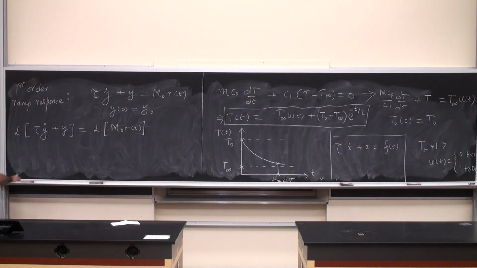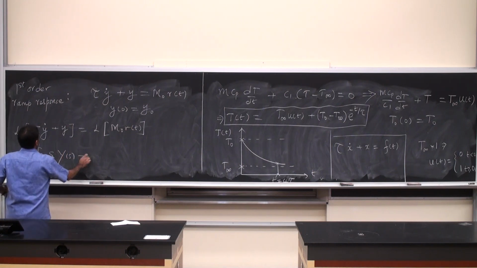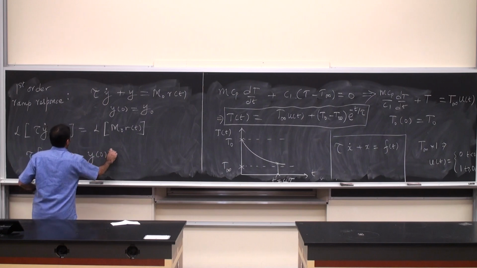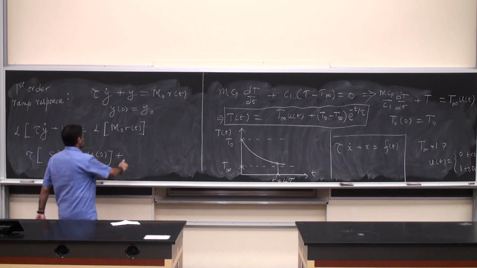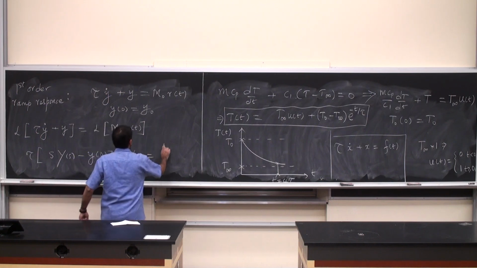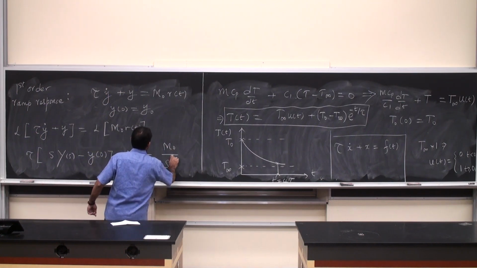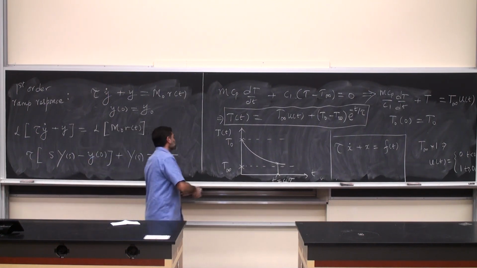So Laplace on both sides: tau s times Y of s, and then I have Y of s again, is M naught by s squared.